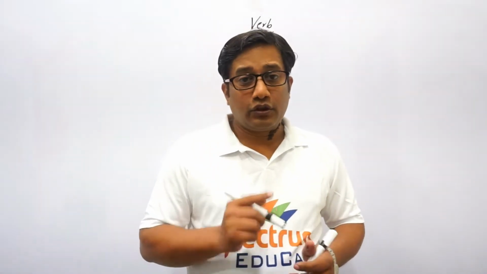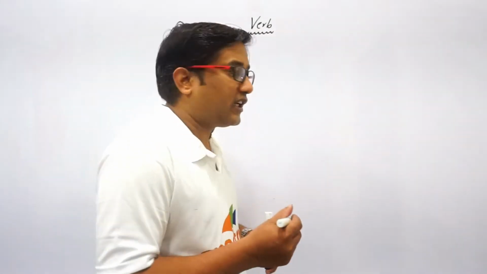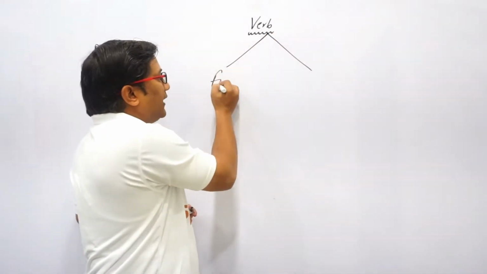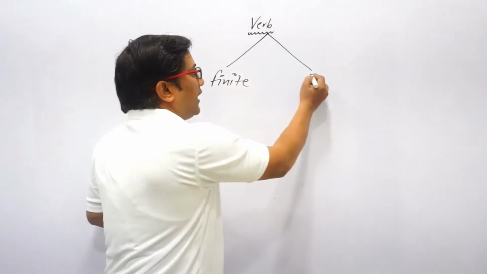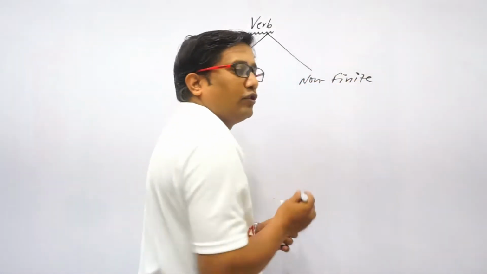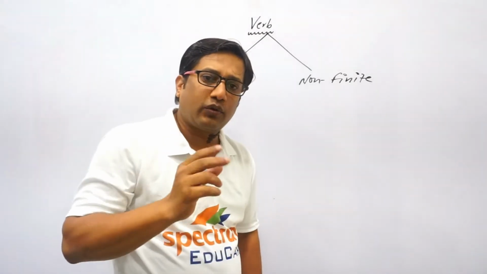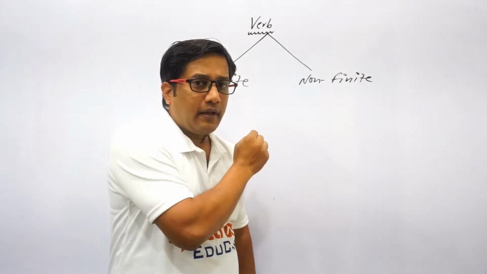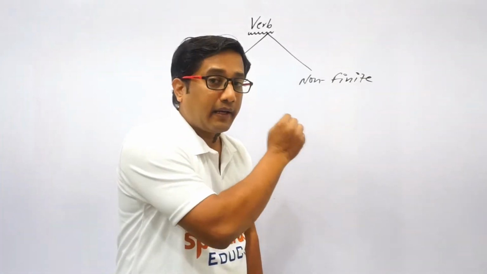First of all, we need to understand exactly how many branches there are. First, two prime branches are there. One is finite and the other is non-finite. Why have these two categories been made? First one is finite, another one is non-finite.